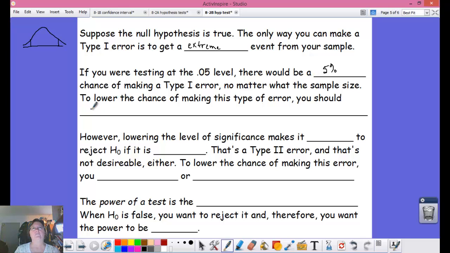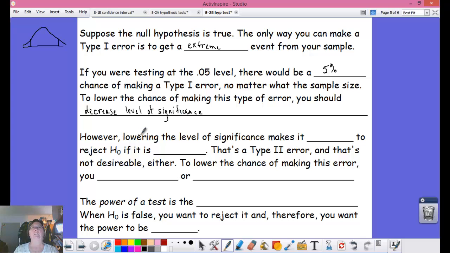To lower the chance of making a type 1 error, the statistician should decrease the level of significance. That is, if you don't want there to be so much wiggle room out here, then make alpha lower. Decrease the level of significance. That reduces your probability of making that type 1 error, rejecting a true H sub O.